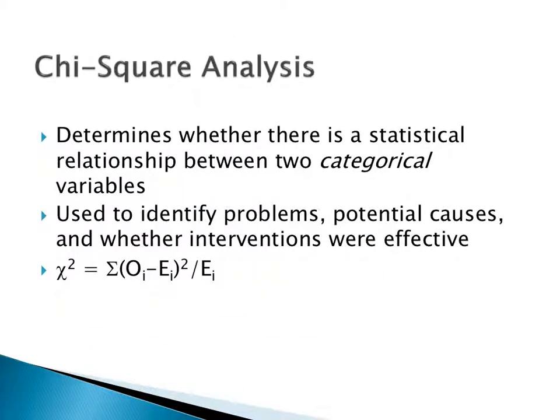The first tool we're going to look at is chi-square analysis, which is a great tool for looking at whether there's a relationship between two categorical variables. So it looks at problems, potential causes, and whether interventions were effective. And the formula is simply chi-squared is the sum of the observations minus the expected observations, squared, divided by the expected observations. And you'll see what we mean by that when we look at an example.